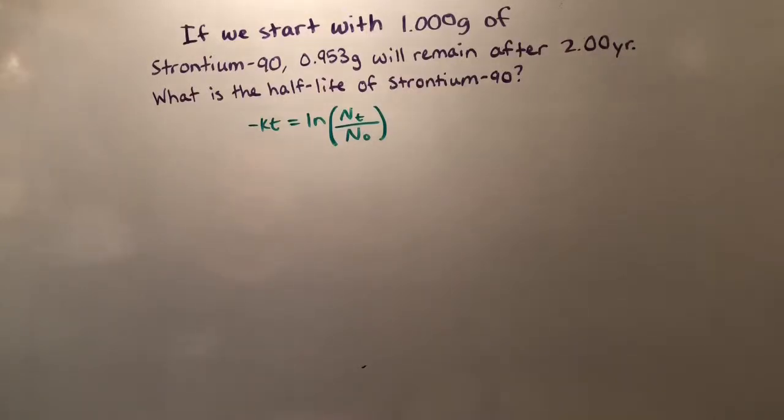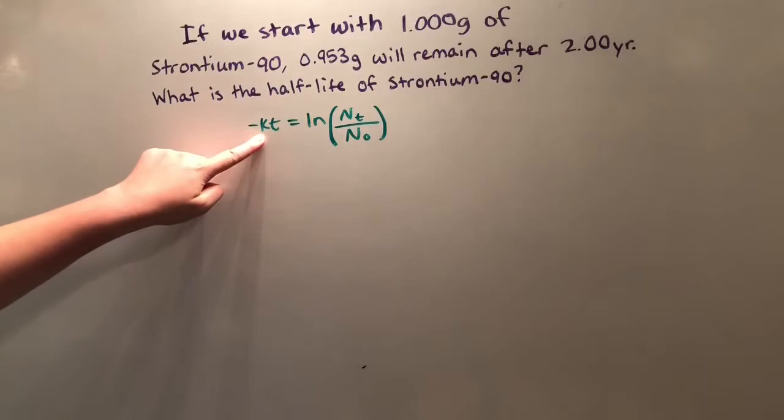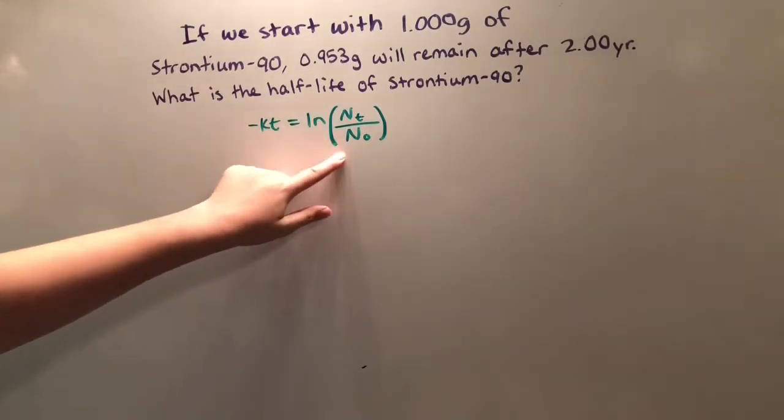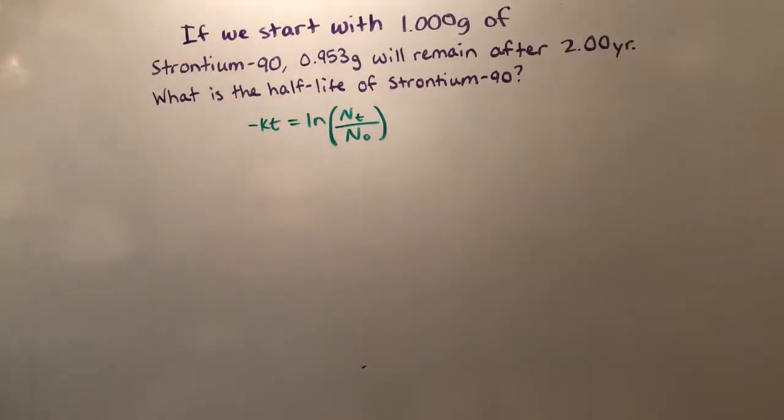Everyone, so today we're going to work on this problem. If we start with 1 gram of strontium-90, 0.953 grams will remain after 2 years. What is the half-life of strontium-90? And we're given this equation, where K is the rate constant of decay, T is time, N sub 0 is the initial quantity, and N sub T is the remaining quantity after time T.